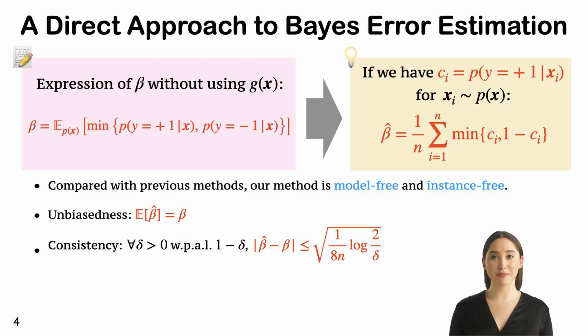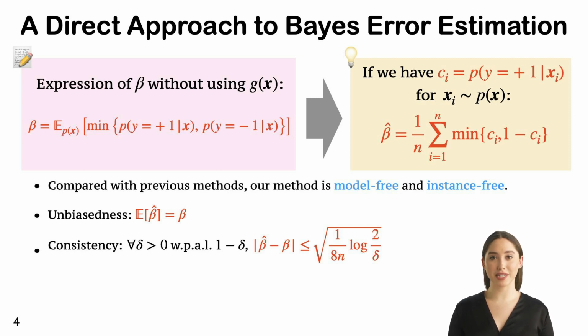How can we estimate the Bayes error? There is an equivalent expression of the Bayes error without using the classifier g explicitly, shown here on the left with the red equation. The interpretation of this is that the Bayes error is the overlap between the positive and negative distributions. Intuitively, we seem to have to go through the step of estimating p(y|x) to quantify beta. However, this is equivalent to training a classifier.